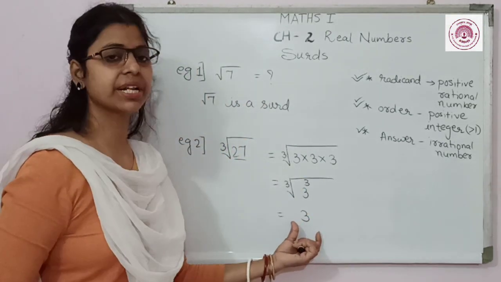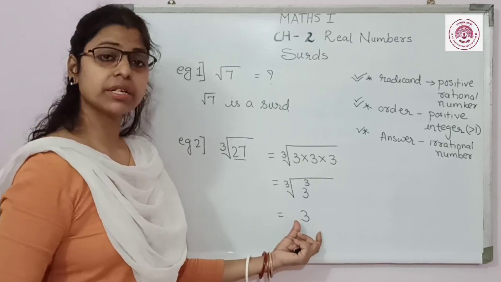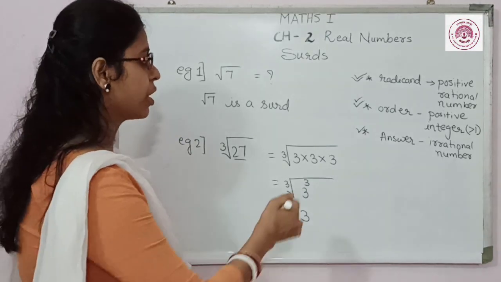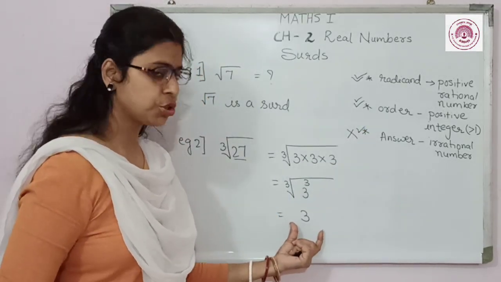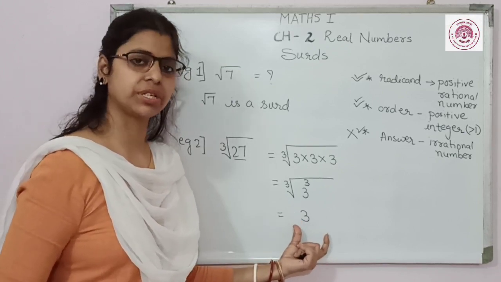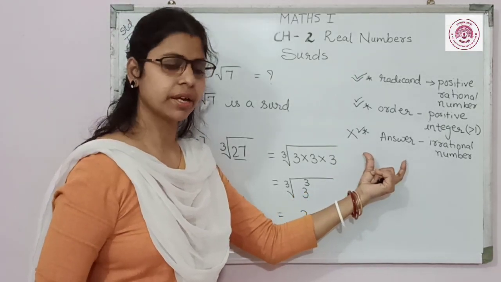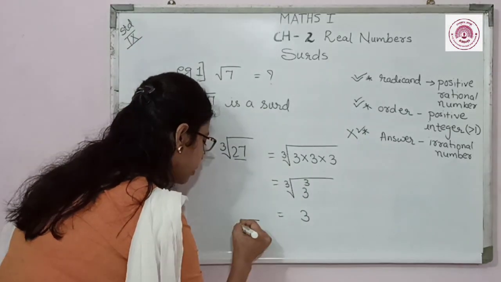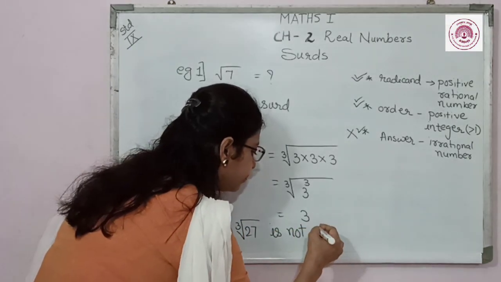Now what kind of a number is 3? Is it rational or is it irrational? So 3 is a rational number, correct? 3 is a rational number, and therefore here the third condition is not satisfied. How should the answer be? The answer should be irrational, whereas we are getting a rational answer here. Okay, so it means the third condition is not satisfied, and therefore this number, that is cube root of 27, is not a surd.